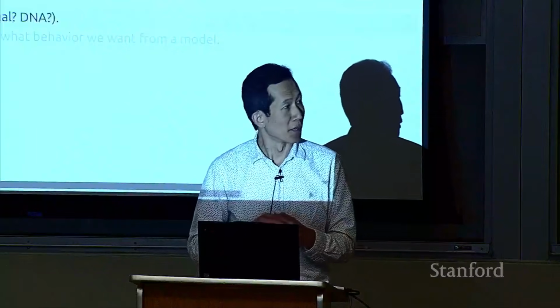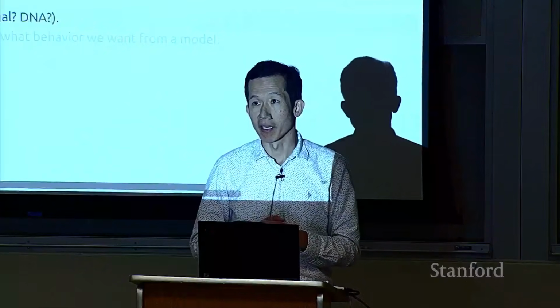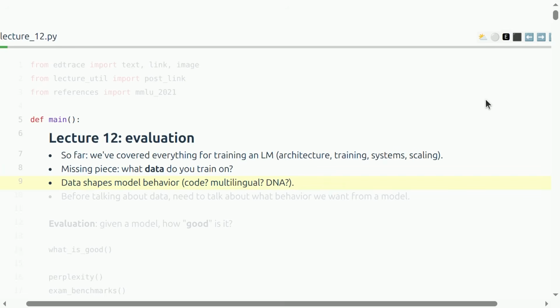So the only missing piece now is talking about the data that you train on. So we're going to spend next week talking about that. And data is going to shape the model behavior. If you train on code, then presumably your model is going to be good at code. If you train only on DNA sequences, it probably can't speak English.